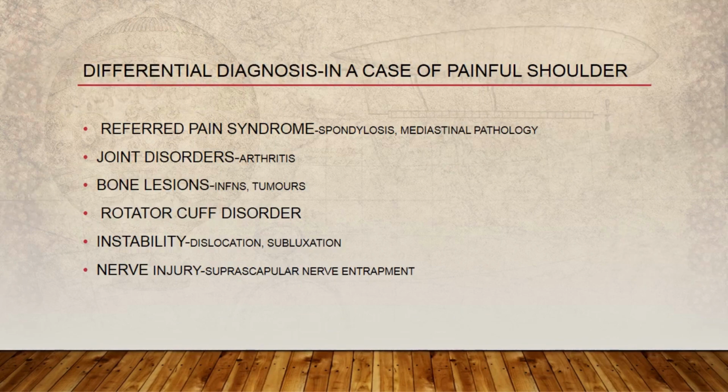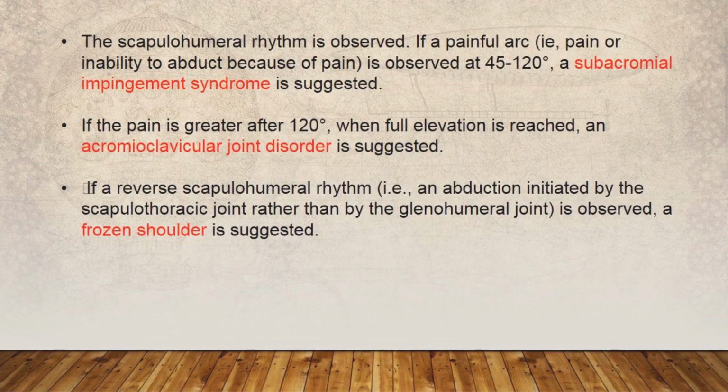Differential diagnosis in a case of painful shoulder includes referred pain syndrome due to spondylosis or mediastinal pathology, joint disorders like arthritis, bone lesions because of inflammations or tumors, rotator cuff disorder, instability because of dislocation or subluxation, nerve injury due to suprascapular nerve entrapment.